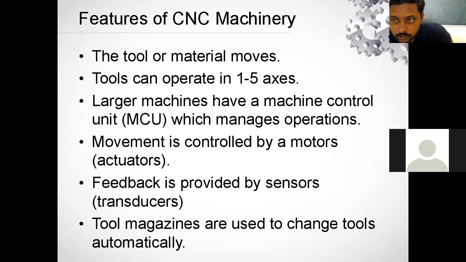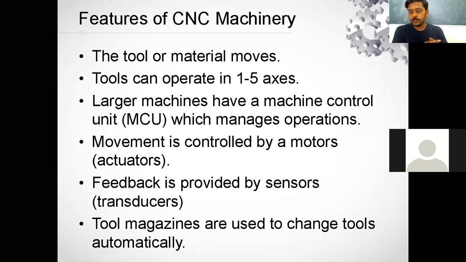Now there are features of CNC machinery. The tool or material, any one of them, or both of them can move. The tool can operate in 1 to 5 axes. Nowadays we have 5 axis milling machines and 5 axis lathe machines. In our syllabus we are restricted to 2-dimensional and 3-dimensional, 3 axis machines, but 5 axis machines are also available in the market. Larger machines will have a machine control unit which manages the operations.